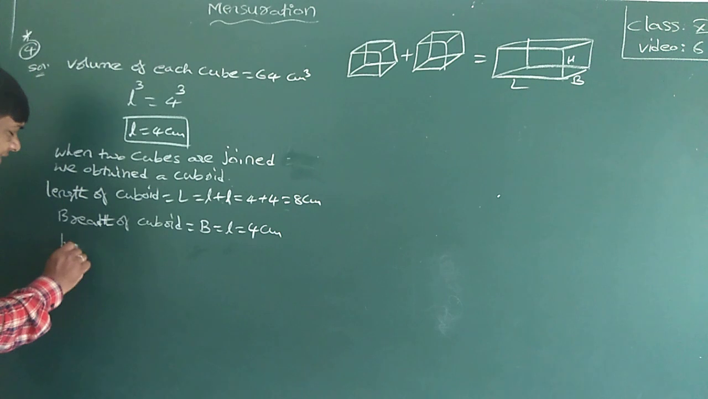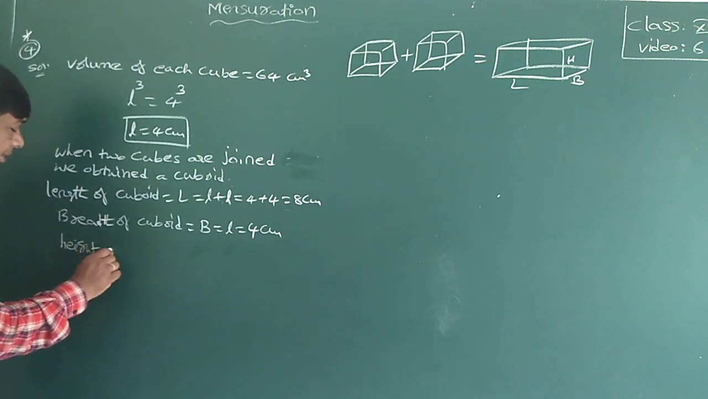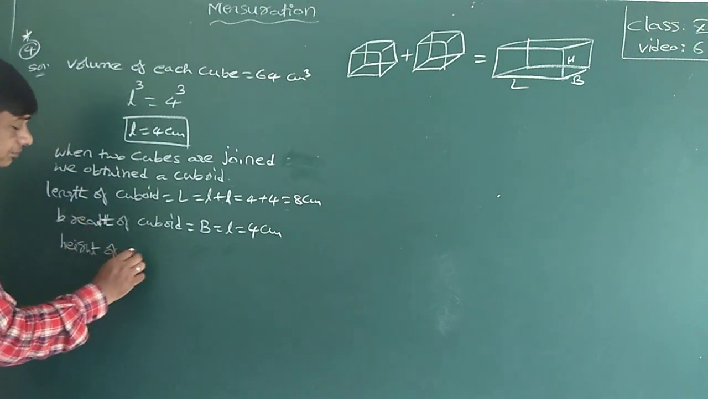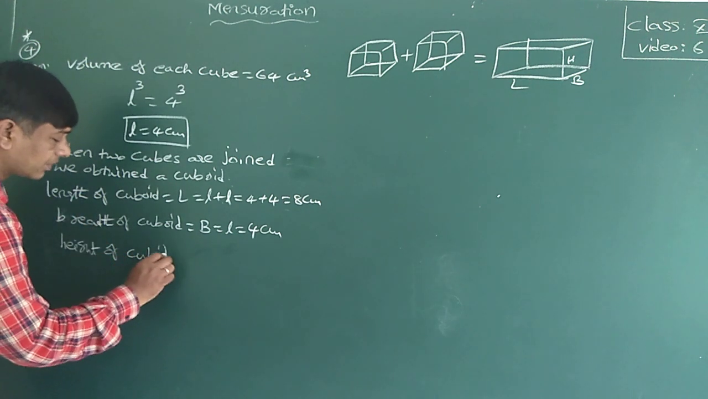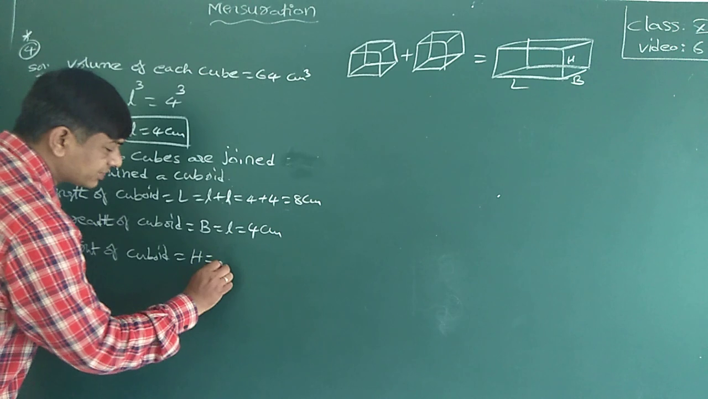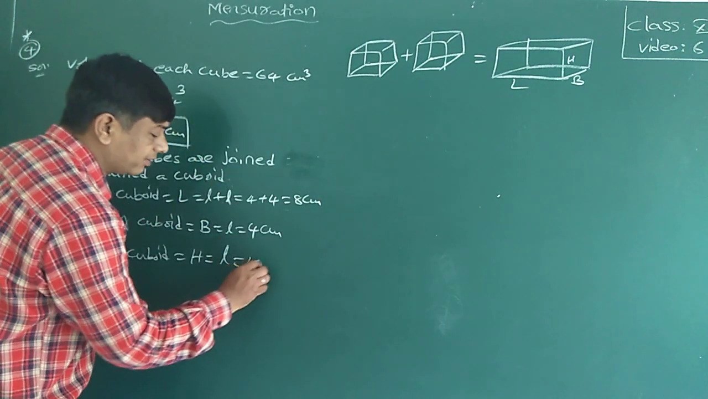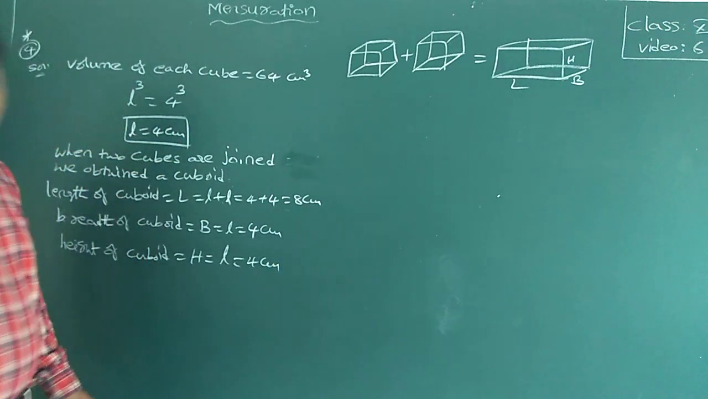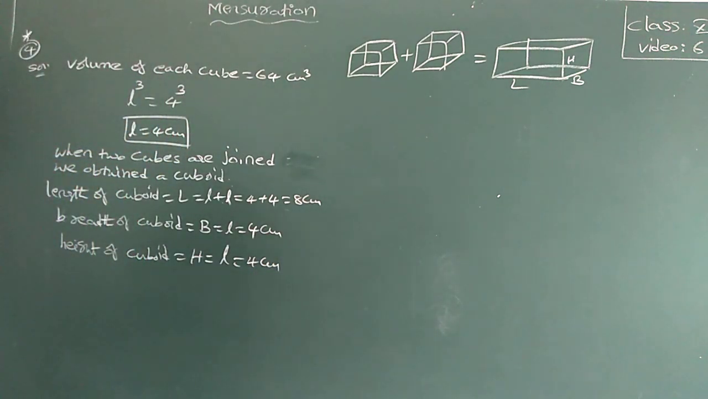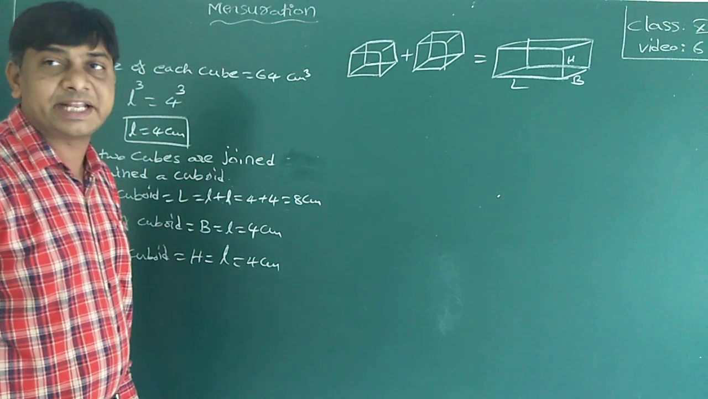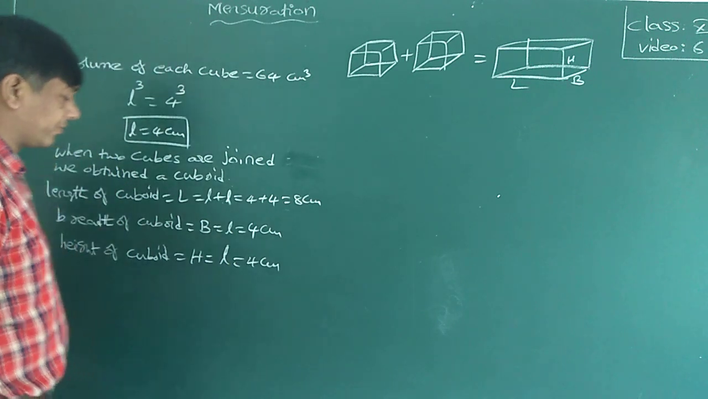And the height of the cuboid, capital H, is equal to the same length. How much is that cube length? That is the height, equal to 4 centimeters. Now what do they ask here? Find the surface area of the resulting cuboid. Surface area means TSA is required to find out.